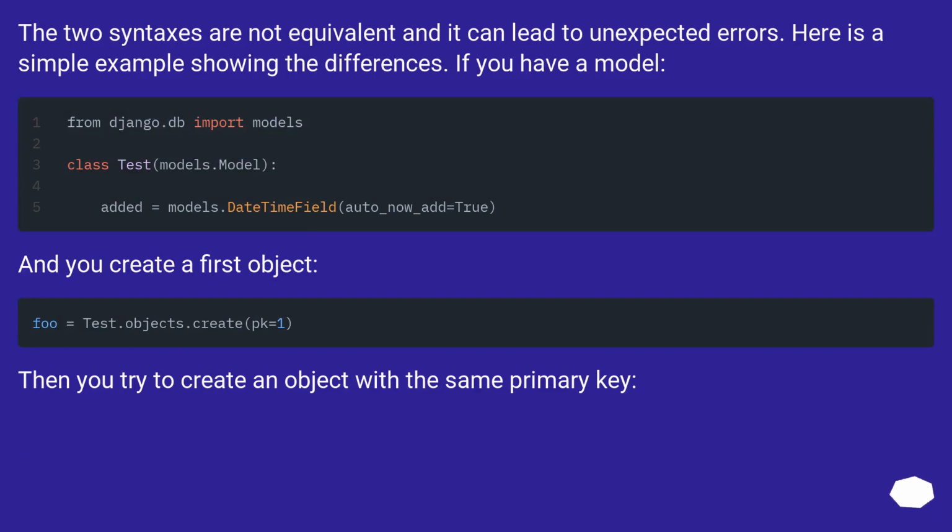The two syntaxes are not equivalent and it can lead to unexpected errors. Here is a simple example showing the differences. If you have a model, and you create a first object, then you try to create an object with the same primary key.